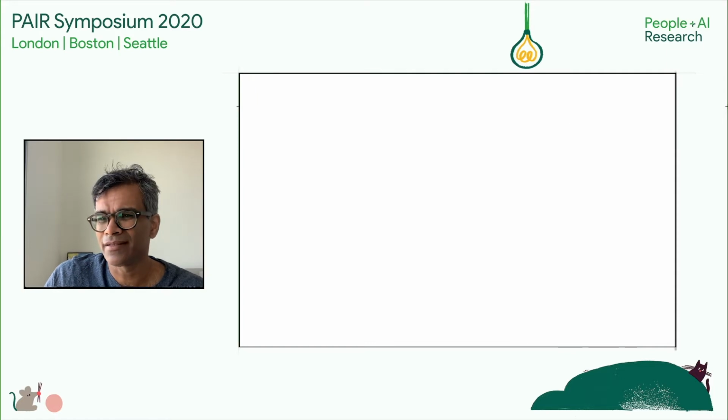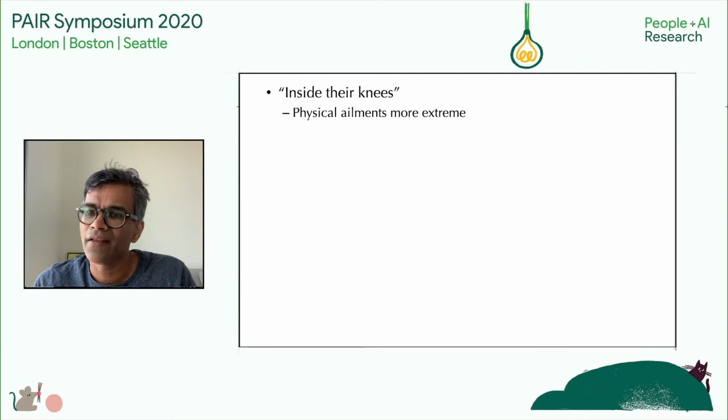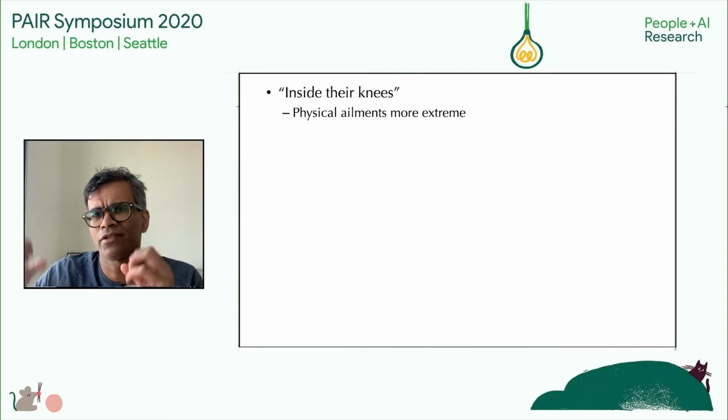So why is this? Well, there are two theories, broadly speaking. Of course, there are many theories, as with all things. One theory says it's inside their knees. That's because of their lives, the disadvantaged have more physical ailments. So everyone in the sample had osteoarthritis, but those who were disadvantaged had a more severe case of it.